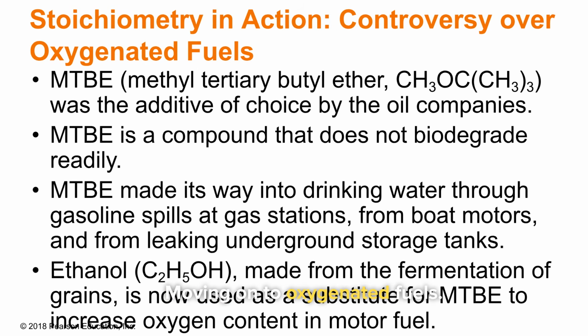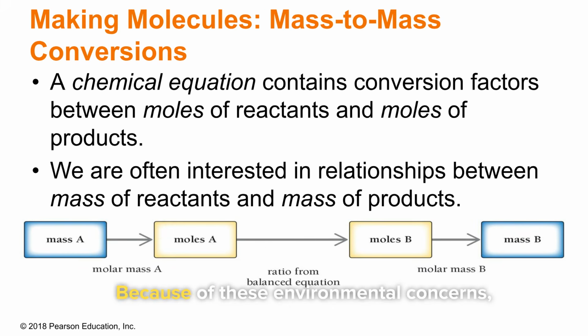Moving on to oxygenated fuels, MTBE was once the common choice for fuel additives. However, it was found that MTBE does not biodegrade easily and has contaminated drinking water sources through leaks and spills. Because of these environmental concerns, ethanol, derived from grain fermentation, has become a widely used substitute to increase oxygen content in motor fuel, despite its higher initial cost.